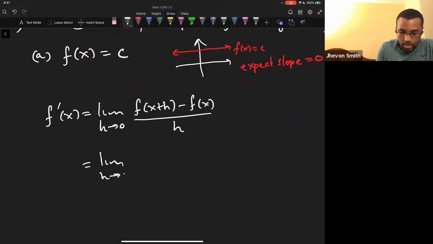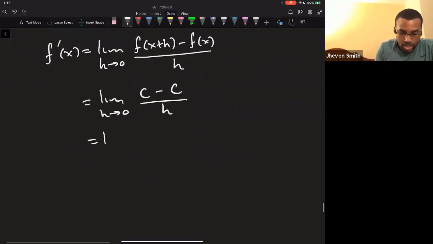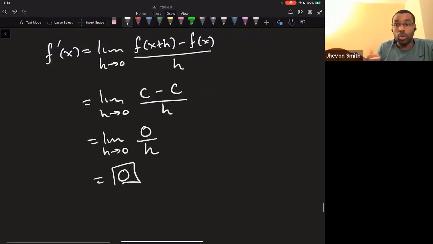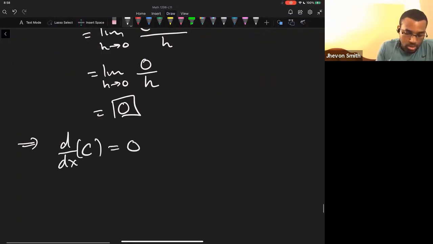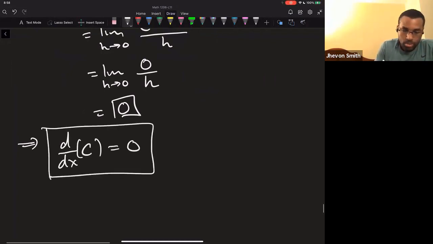Now the thing is, f of x equals c has no x's in it, so f of x plus h is just c. So it's c minus c over h. So here you just get the limit as h approaches 0 of 0 over h. Well, that's just 0, which makes sense. So this means that the derivative of a constant is 0. Remember that.